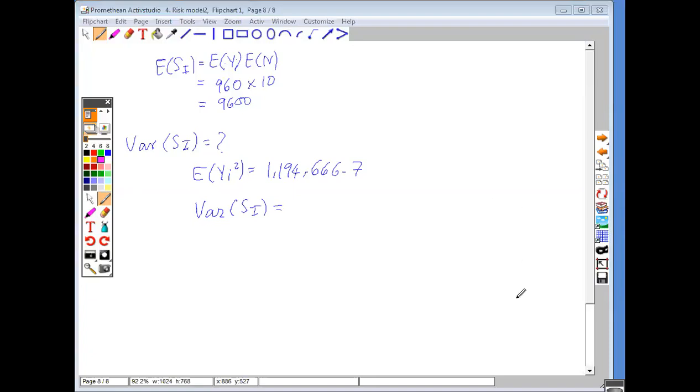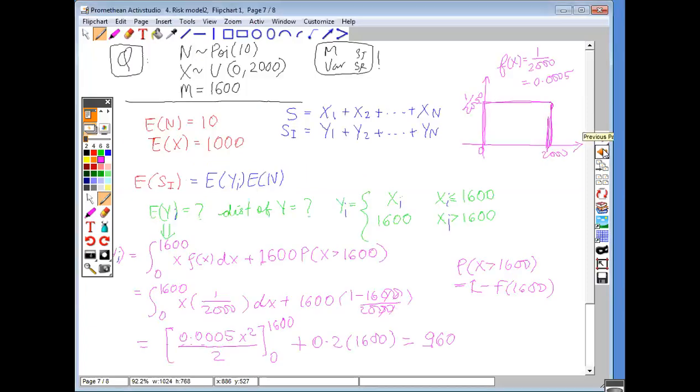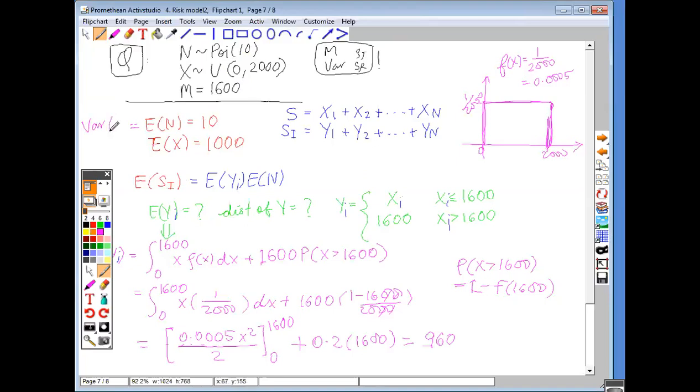What will be my formula for the variance here? Variance of Y times expected value of N plus expected value of Y, the whole square, times variance of N. And what is my variance of N and my expectation of N? It's the same, right? Because it is a Poisson distribution.